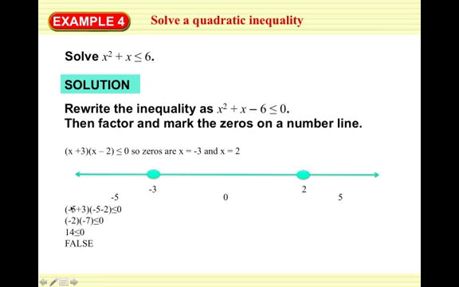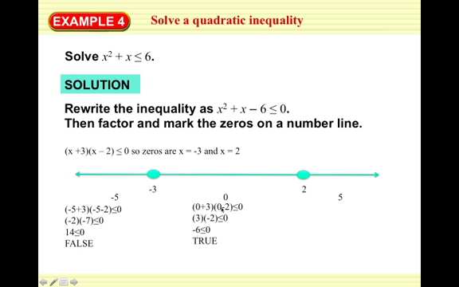So we get negative 5 plus 3 times negative 5 minus 2, and I want to know if that's less than or equal to 0. Well, negative 5 plus 3 is negative 2. Negative 5 minus 2 is negative 7. Negative 2 times negative 7 is positive 14, less than or equal to 0. That is a false statement. That means that all these x values are not part of the solution.